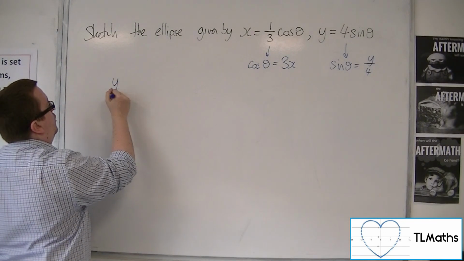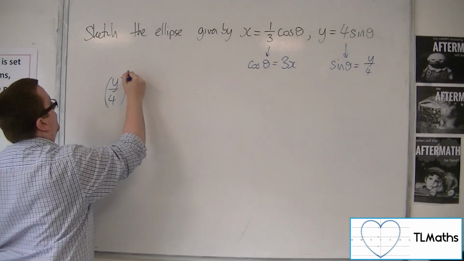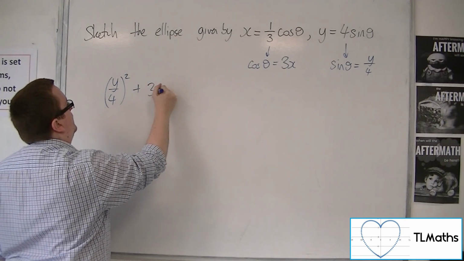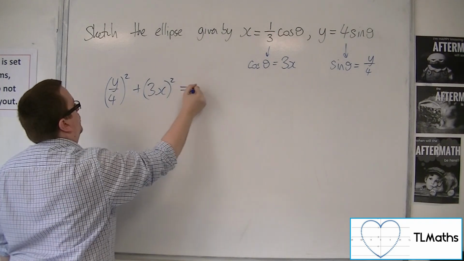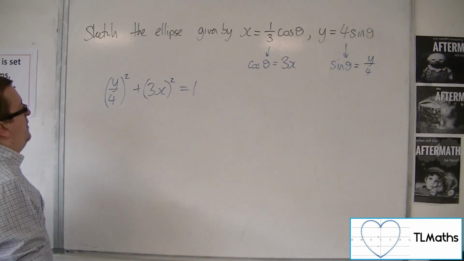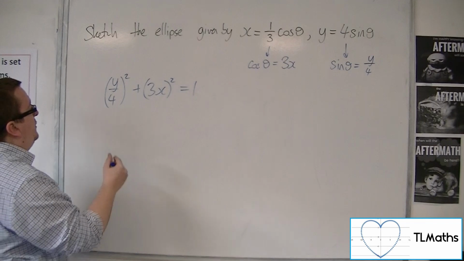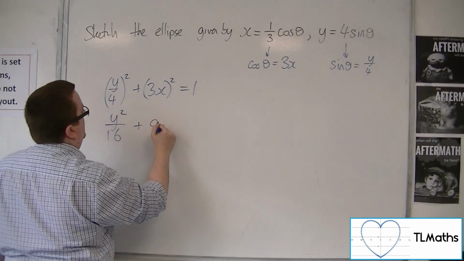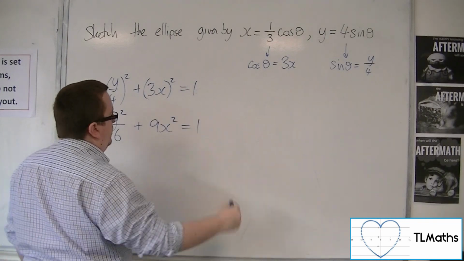So we get (y over 4) squared, that's sine squared, plus cos squared, equals 1. And then I can expand these brackets out. So we get y squared over 16 plus 9x squared is equal to 1.